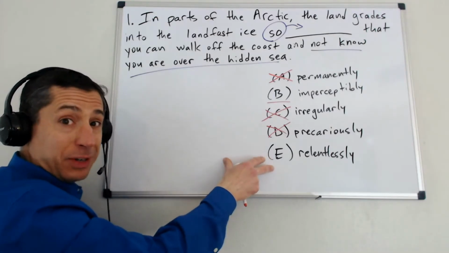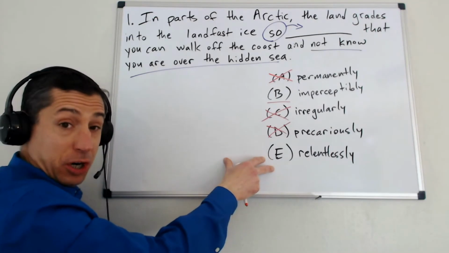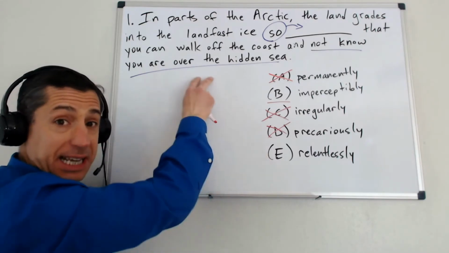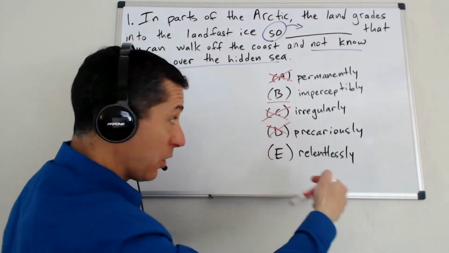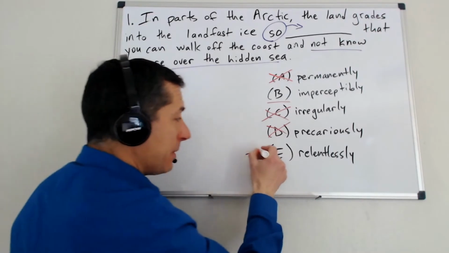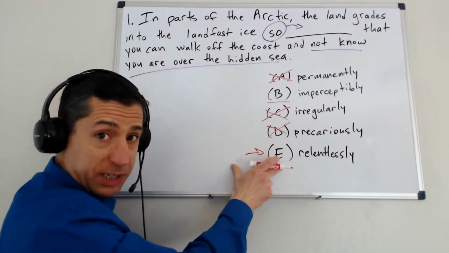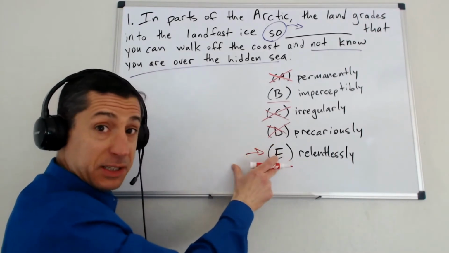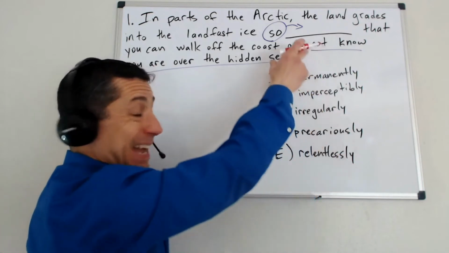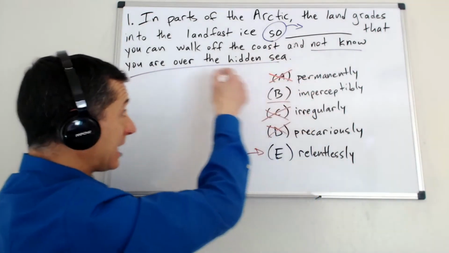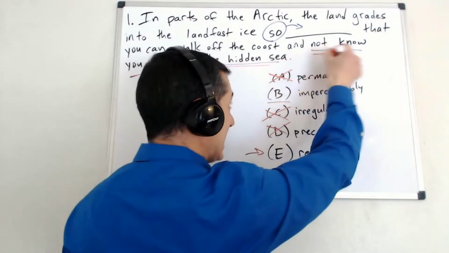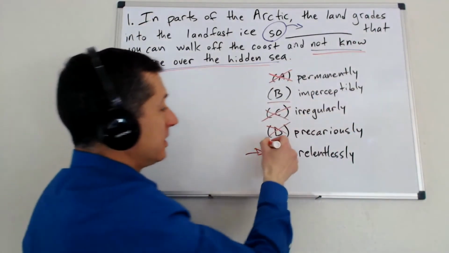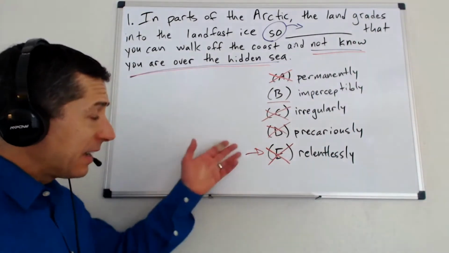Could the land grade relentlessly into the sea? Sure, but it has absolutely nothing to do with this idea that we don't know we're walking out over the sea. So a very, very common feature here you're going to see over and over and over on text completion on the GRE, sentence equivalents as well: an answer choice sounds good with the blank, sounds good with the immediate surroundings, but if you're really focused on your context, it just doesn't work. So ease out.